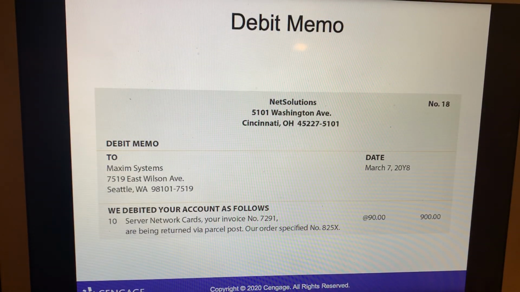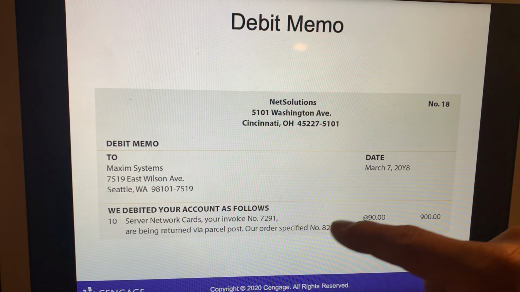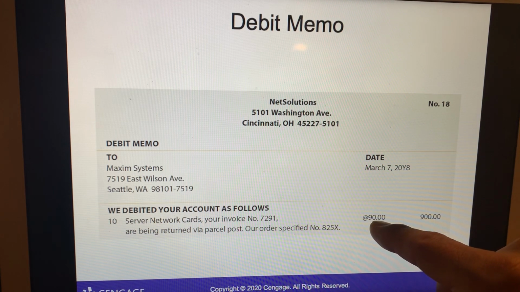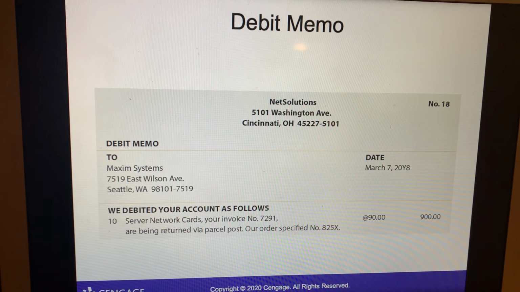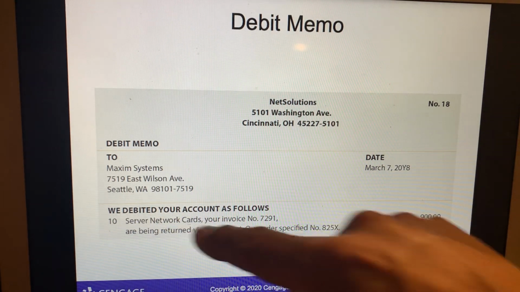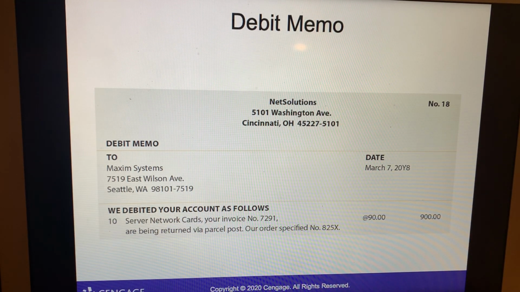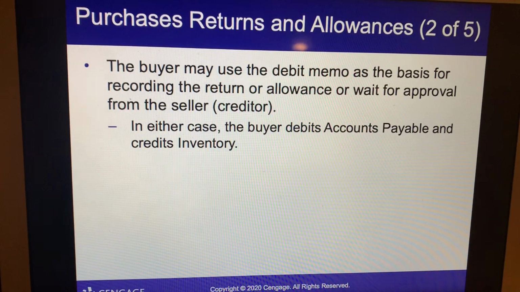So here's what a debit memo might look like, and it goes through the date. Right over here it says 10 items, so that's how we get $900. And right here it says they are being returned via parcel post. Our order specifies it, so it should be indicated on there. The buyer may use the debit memo as the basis for recording the return or allowance, or wait for approval from the seller. In either case, the buyer debits accounts payable and credits inventory.